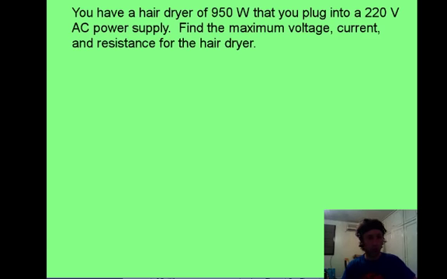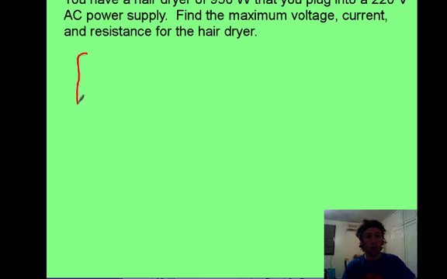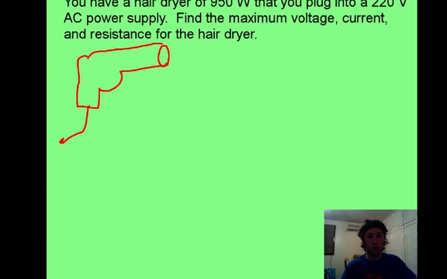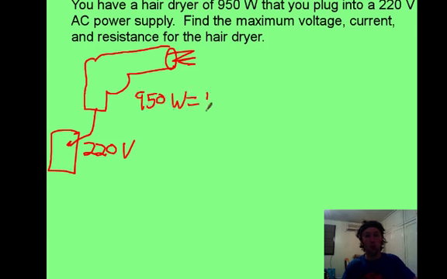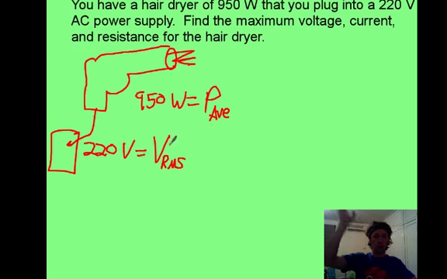So just to remind you what's going on, you've got this hairdryer, and you plugged it into 220 volts, and it says that it's 950 watts. Now hopefully you should realize that's the average power. 220 volts, that's the RMS voltage that it's telling you. The actual voltage spikes and drops will be much higher and lower than that.